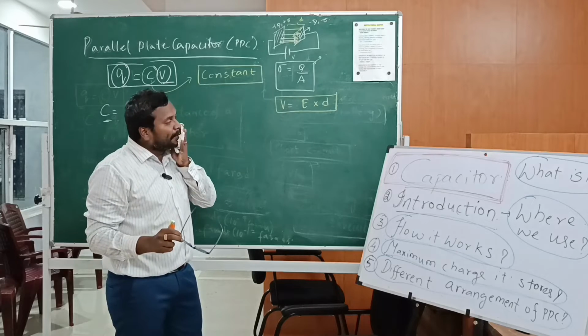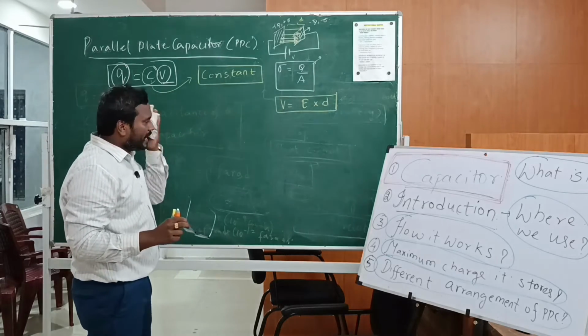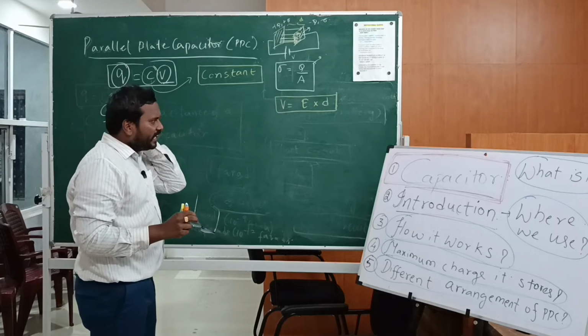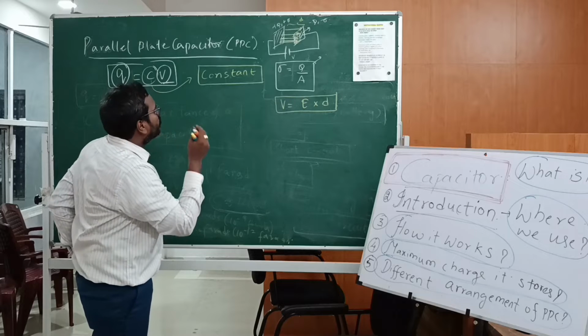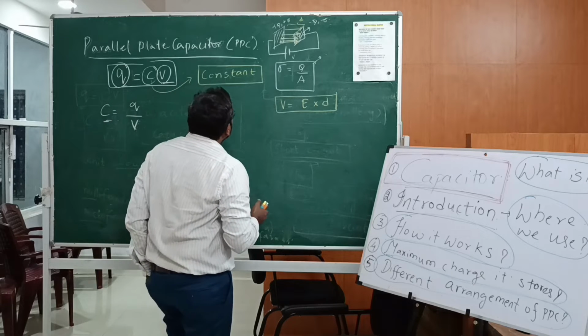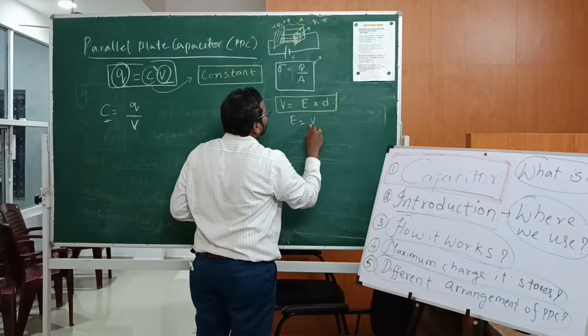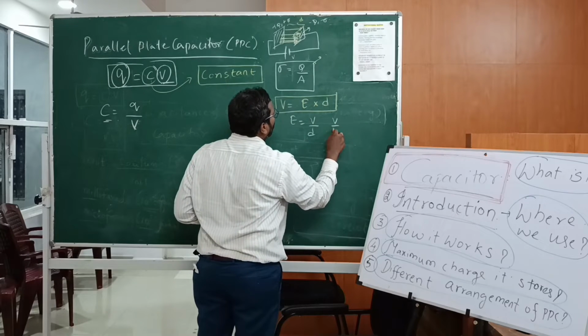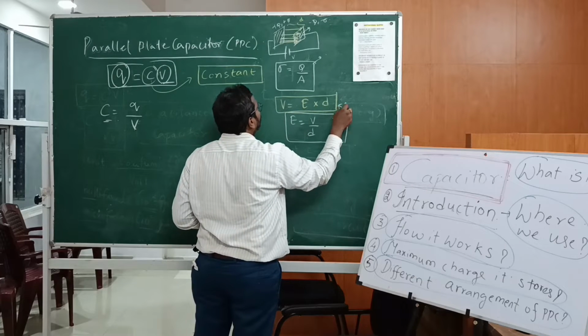We have a relation which is directly proportional, right? Potential is directly proportional to what? Electric field and also the distance between them. So E is equal to V by D, which is another unit for electric field, which is volt per meter. E is given by this formula.